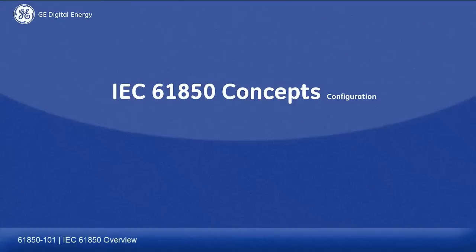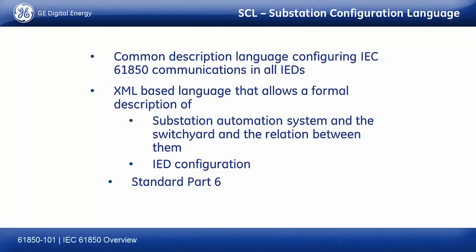About 61850, what part six of the standard defines is the Substation Configuration Language, right? A common description language for configuring 61850 communications in all IEDs, all of them, right? And it's XML based, so it allows a formal description of the substation automation system and the switchyard and the relation between them. It's a description of IED configuration as related to 61850 and communications, right? It's defined in standard part six, so we can define the configuration of the entire substation and all the devices in it, okay?